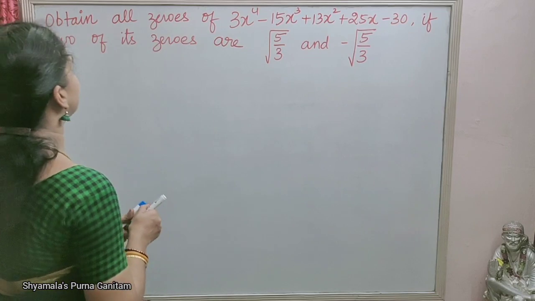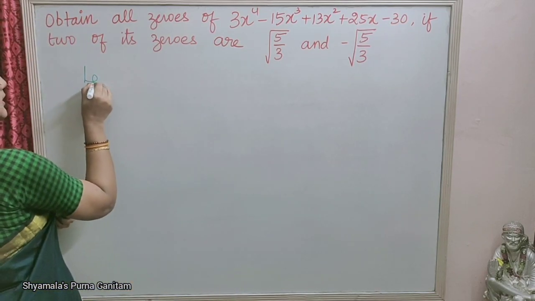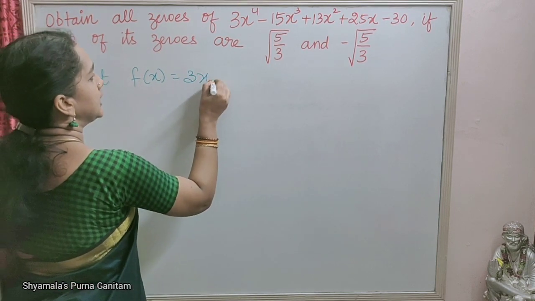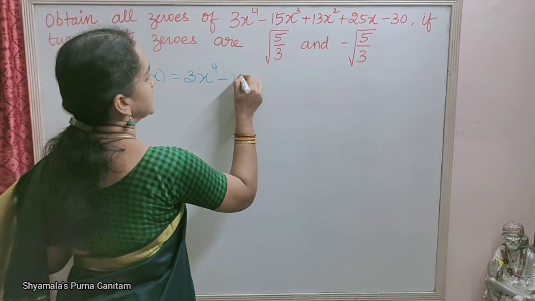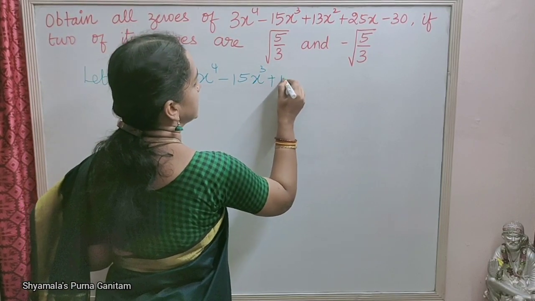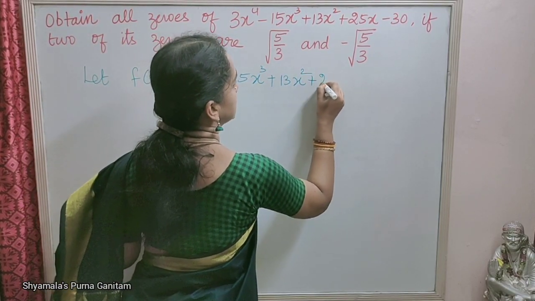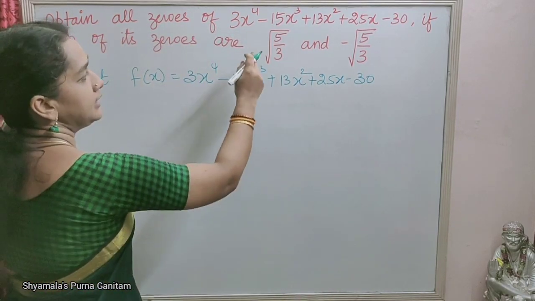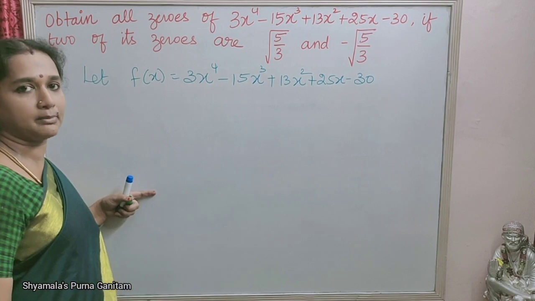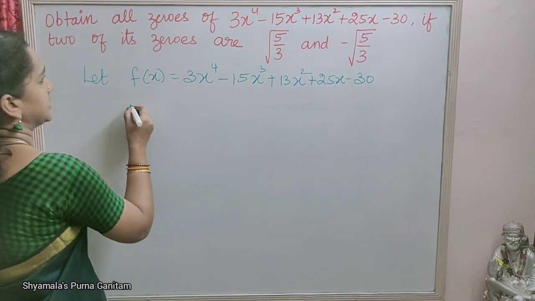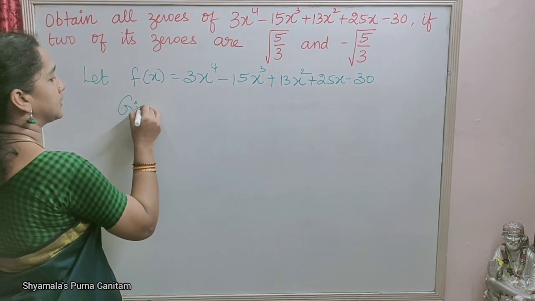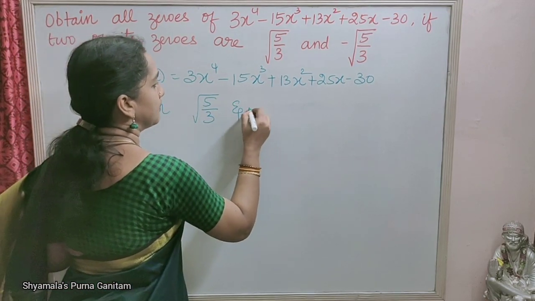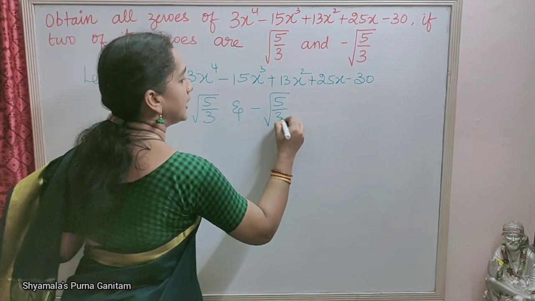Now, we will take the given polynomial as f of x. Let f of x be equal to 3x power 4 minus 15x cube plus 13x squared plus 25x minus 30. Then root 5 by 3 and minus root 5 by 3 are the given zeros.